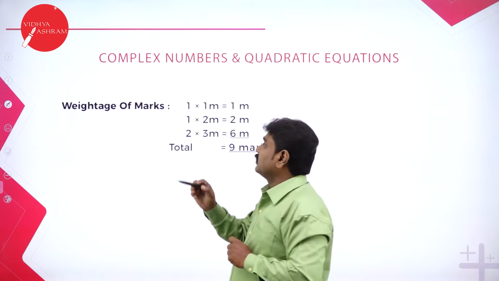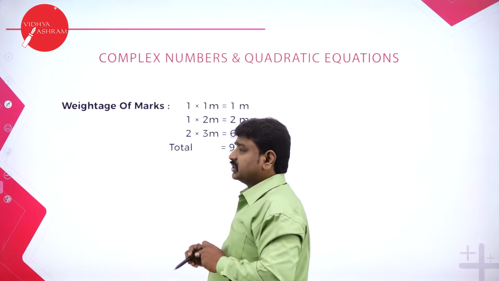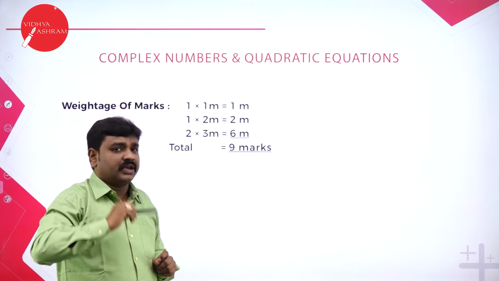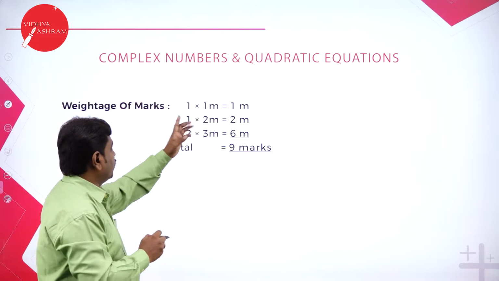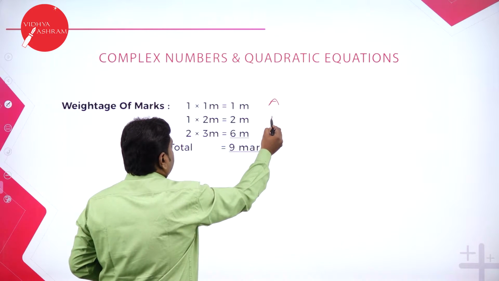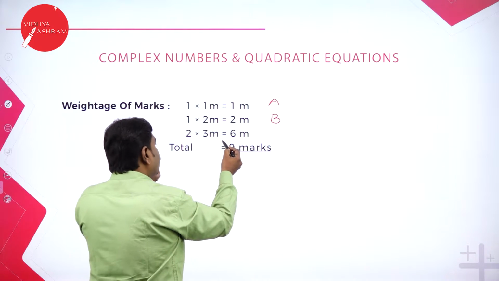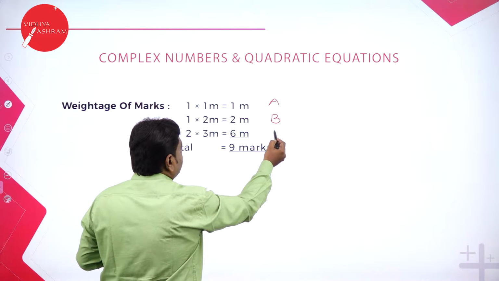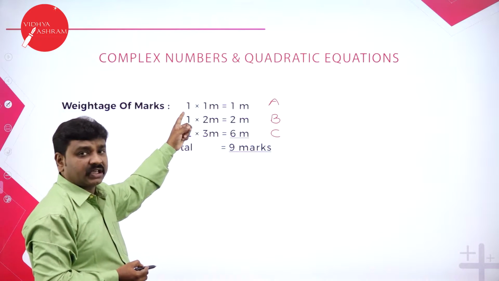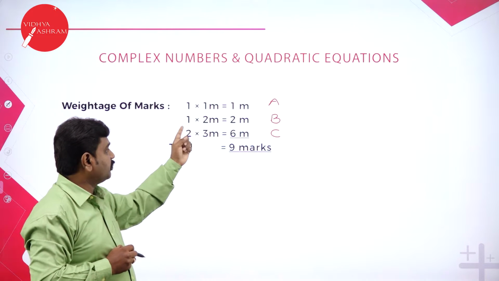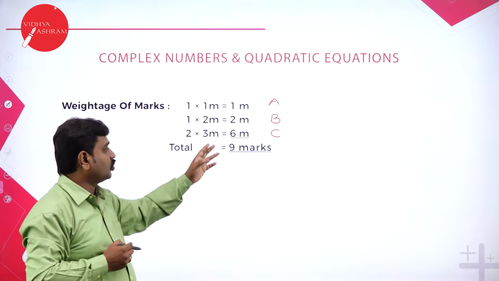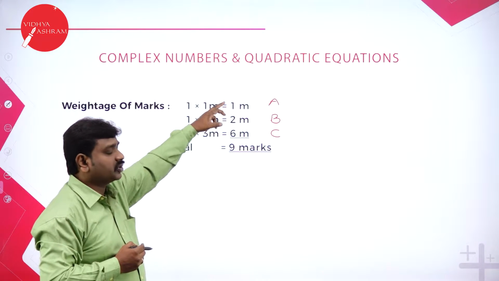For the board exam, complex numbers and quadratic equations, that is chapter 5, for first PUC board exam, total 9 marks. One 1 mark question in part A, one 2 mark question in part B, and 2 3 mark questions, so 2 3s are 6 marks, in part C. One question in part A, that is for 1 mark. One question in part B, that is for 2 marks. And 2 questions in part C for 3 marks. Total 6 marks. So 6 plus 2 plus 1, 9 marks.